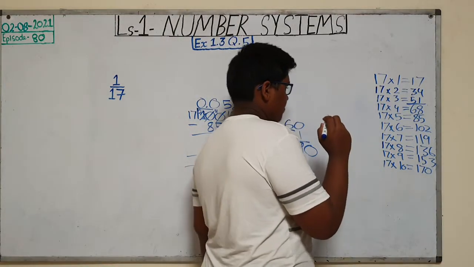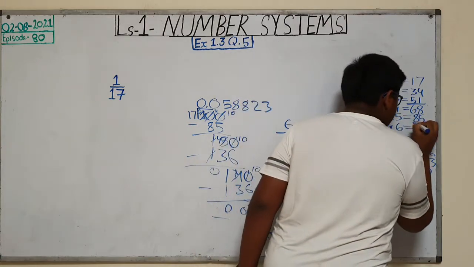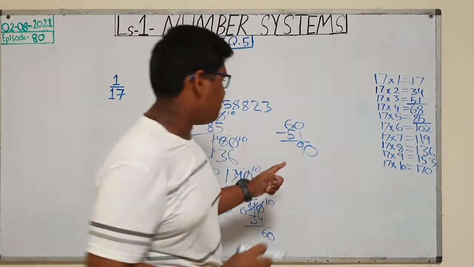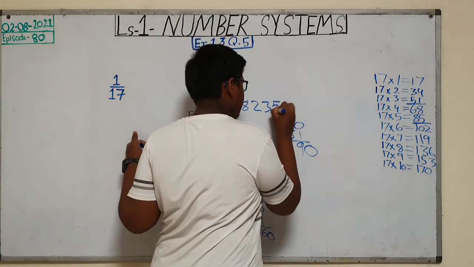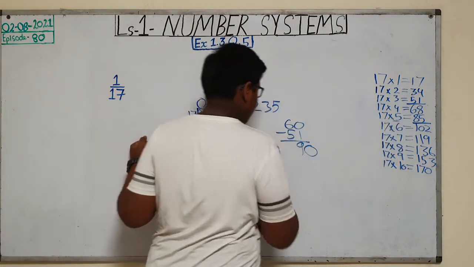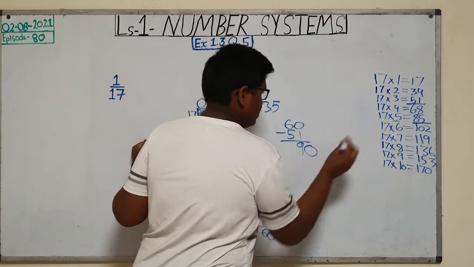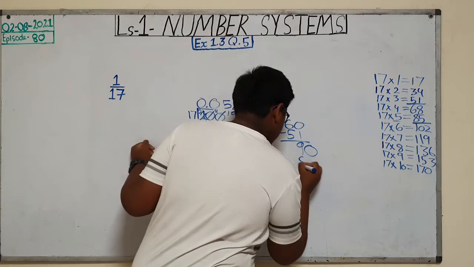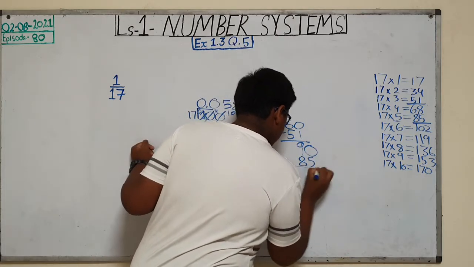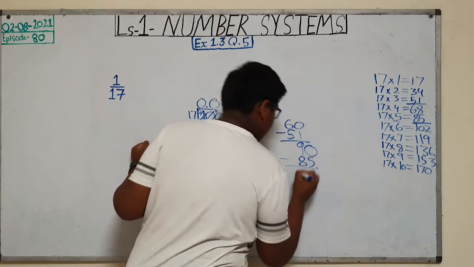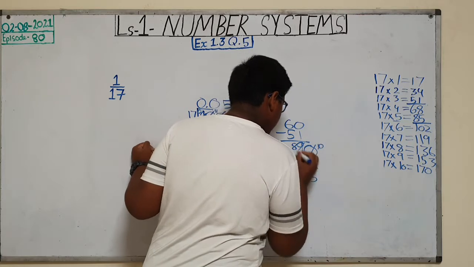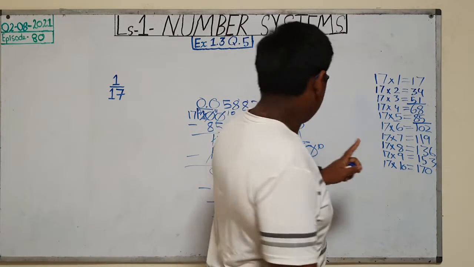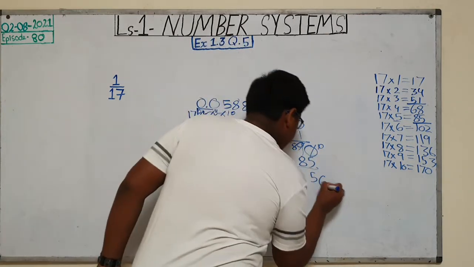So let's check. Okay, so can we take 85? Because 85 is smaller than 90, right? So let's take 85. Here I wrote 5 as per the multiple, and then I will write here 85. Now let's subtract it. We get the answer as 50, right? This will be 10 and this will be 8. So 10 minus 5 is 5, 8 minus 8 is 0. Okay, now we have 5. So let's add one more 0.